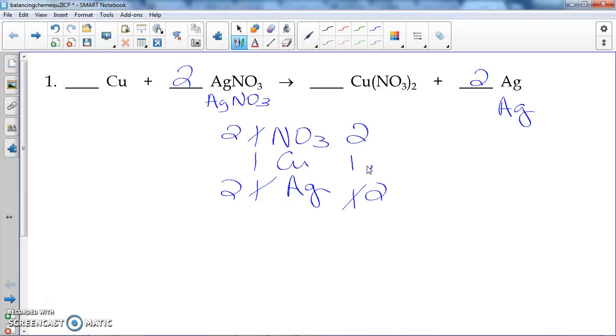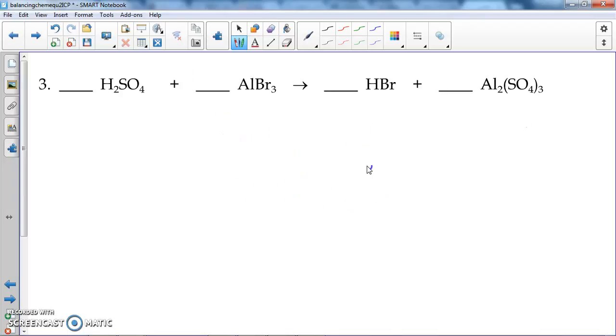We're going to skip number 2 for now and go to number 3. All right, again, we're going to look for polyatomics. I see SO4. I see Al. I see Br, and I see H. I would do H's and O's that are not part of the polyatomics last.